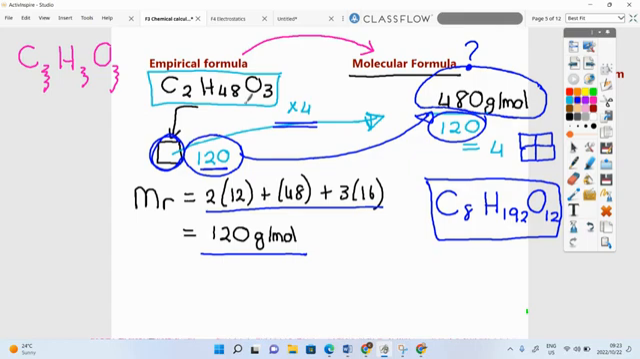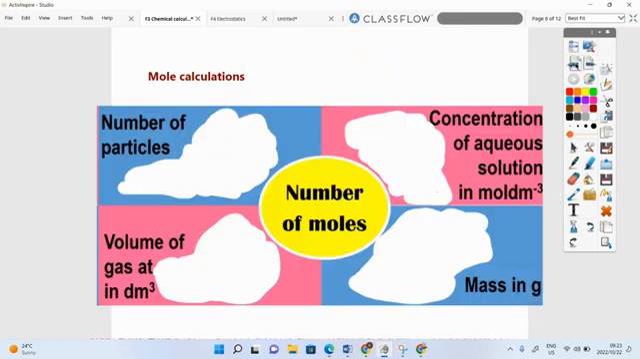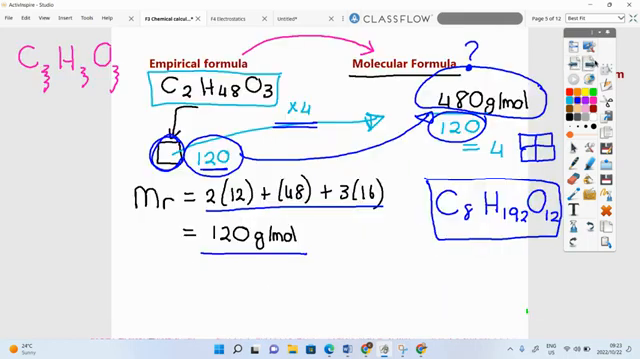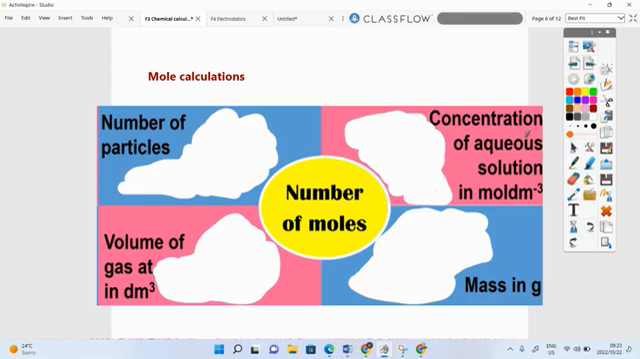Most of you got the empirical formula right, but then you didn't all get the molecular formula right. Okay, so that's the last of the things we don't need moles for. Or we actually did use moles already. Okay, then comes the mole calculations.